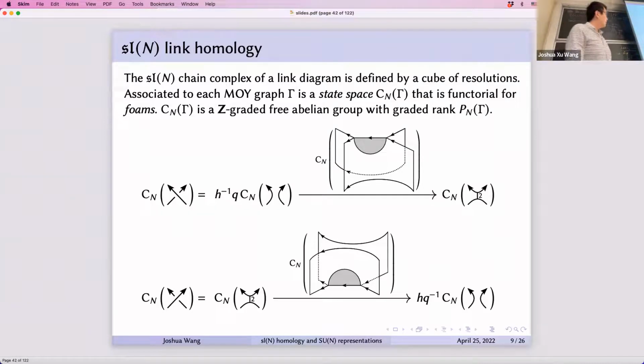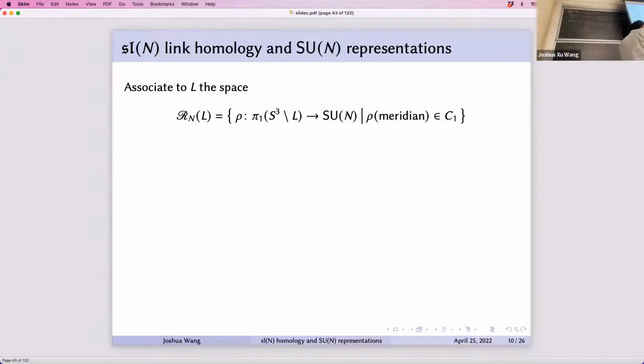Okay, and I'll note that this chain group, this state space of a particular resolution of a particular MOY graph, is actually just a free abelian group. It has a grading, and its graded rank is just the polynomial. So abstractly, what the group is is completely determined just by the classical thing, the polynomial. But what's interesting are the maps between them given by foams. Right. So that's Khovanov-Rozansky homology.